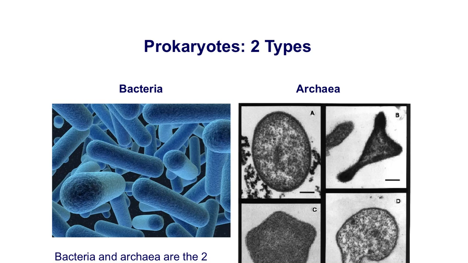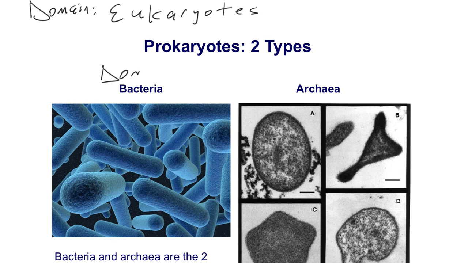Just got finished talking about the domain Eukaryota. But there's two other domains which include the prokaryotes. So there's domain Bacteria, also called Eubacteria, and domain Archaea. And these are the prokaryotes. So prokaryote is not a domain. It's what the two remaining domains are included in.